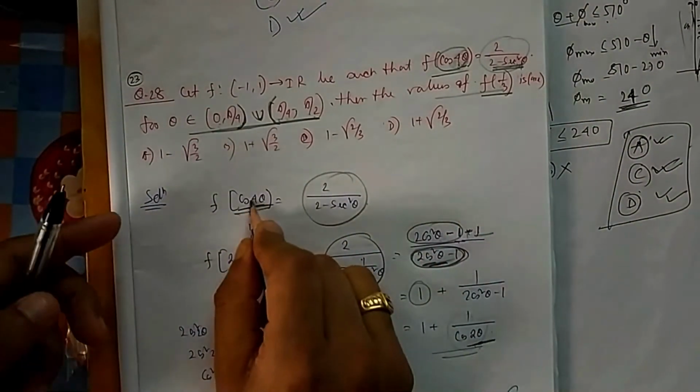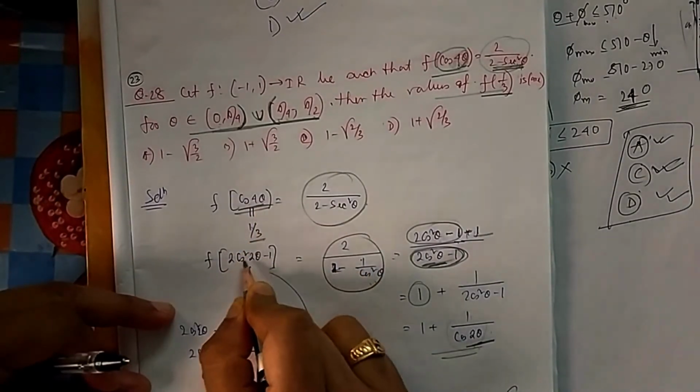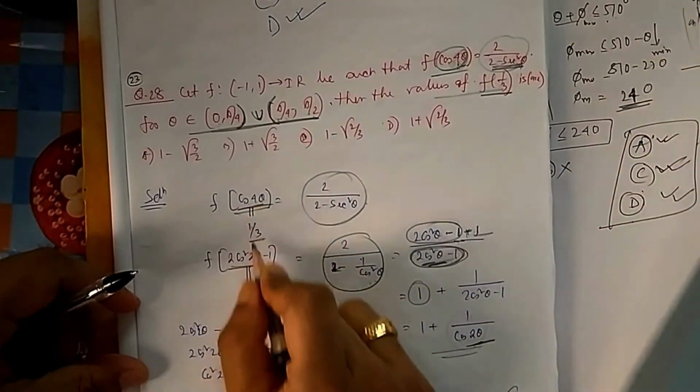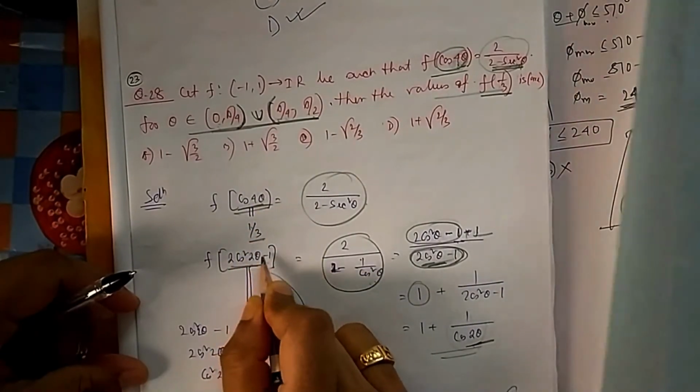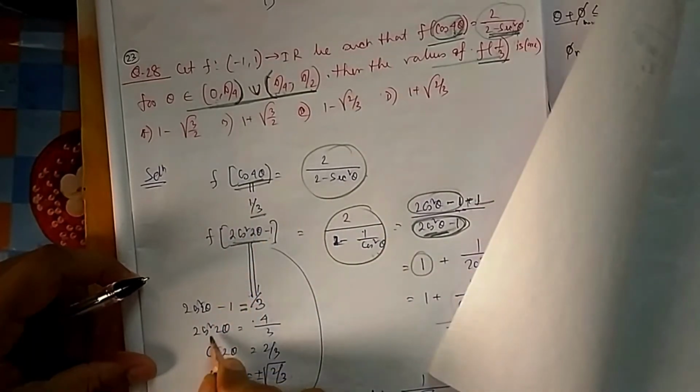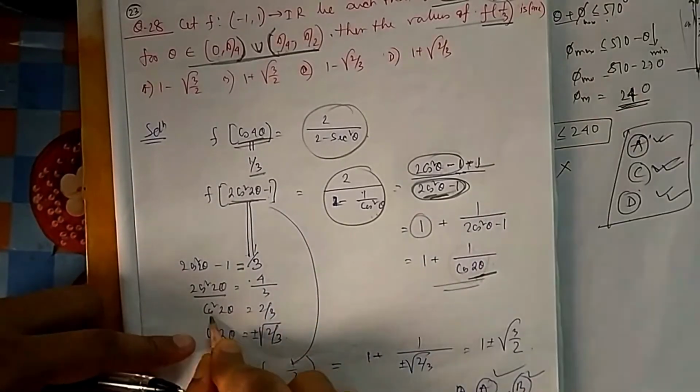Then what is the formula of cos 4 theta? Cos 2 theta formula you can apply, 2 cos square theta minus 1. If it is 2 theta, then theta. If it is 4 theta, then this. So this is given as 1 by 3. From here I can calculate 2 cos square theta. Cos square theta is this one.